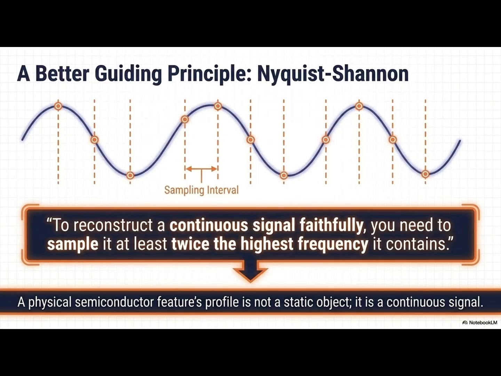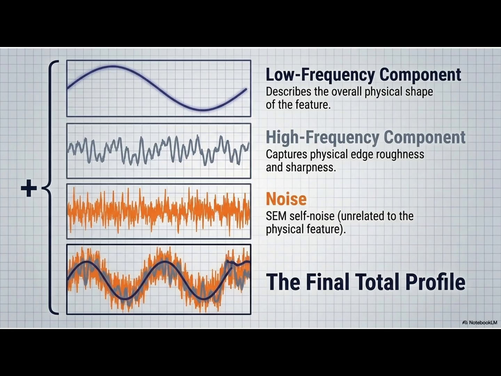A better guiding principle, Nyquist-Shannon. Instead of the 10x rule, let's turn to the Nyquist-Shannon sampling theorem. It says that to reconstruct a continuous signal faithfully, you need to sample it at least twice the highest frequency it contains. Applied to SEM, a feature's profile is like a signal.